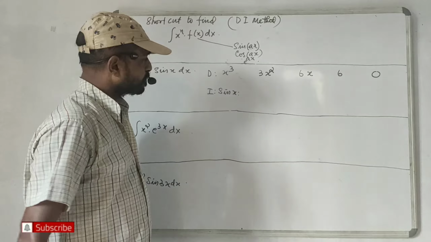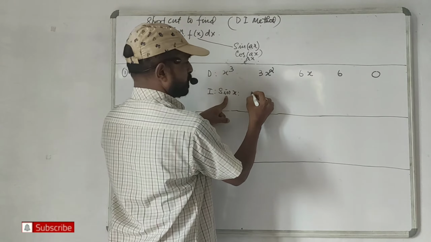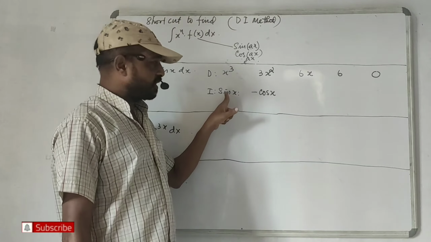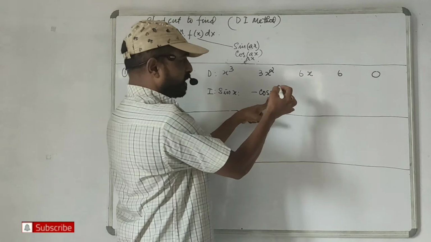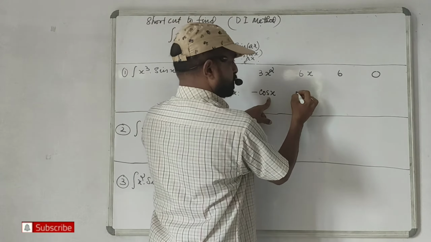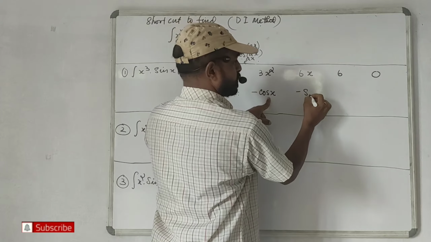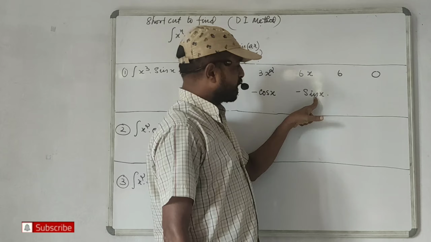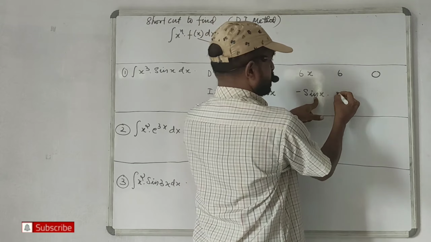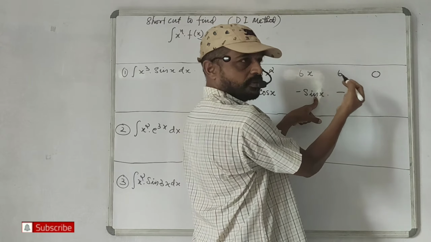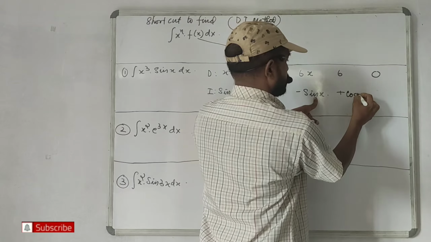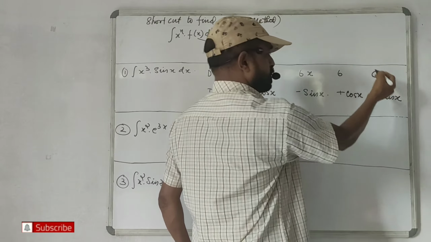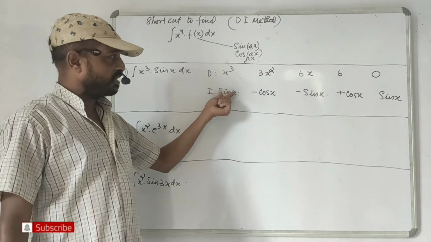differentiating and integrating. What is the integral of sin x? It is minus cos x. What is the integral of minus cos x? It is minus the integral of cos x, which is sin x. So clear? Again integrate. The integral of minus sin x is minus, what is the integral of sin x? It is minus cos x, so you will get plus cos x. Again integrate, what is the integral of cos x? Sin x. That means you will have to integrate the second function successively.